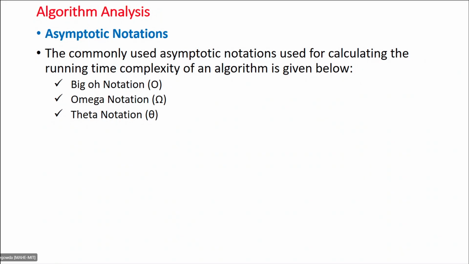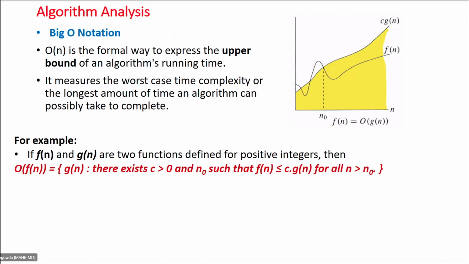The commonly used asymptotic notations for calculating the runtime complexity of an algorithm are as follows. First one is big O notation, which is a capital O. Then omega notation, which is capital omega, and big theta notation, which is represented using the theta symbol. Let us look into these one by one. I'm not going to discuss all of these in detail, just a brief introduction.